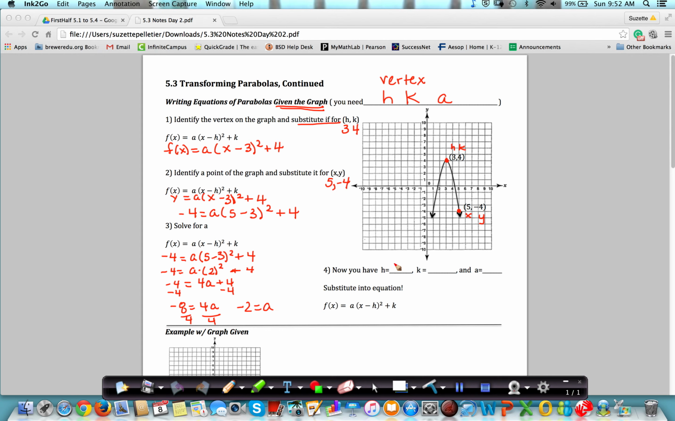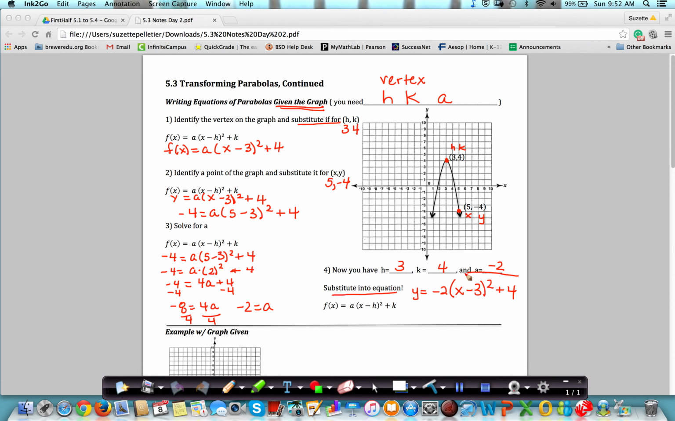Step 4, now you have h, k. We were given 3 and 4 for h, k, and we just solved for a, negative 2. So the only thing you need to do now is substitute into the equation. So the equation of this parabola passing through the vertex of 3, 4 and through the point 5, negative 4 is y equals negative 2 times x minus 3 squared plus 4.